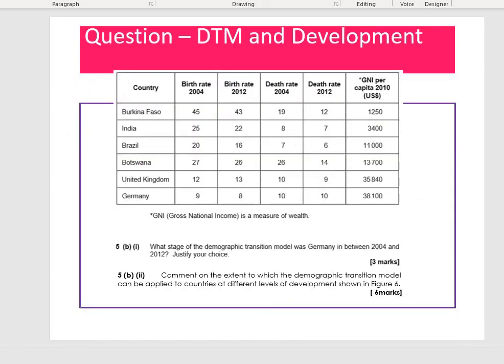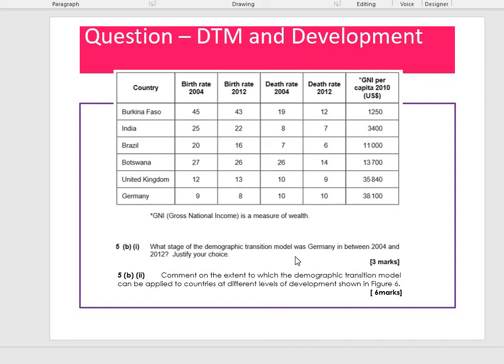So the final thing you need to do for me, and this is set as an assignment, you can think of it as homework if you like, is to have a go at this exam question. So you've got a table here showing you those figures for GNI per capita. You've got birth rate, death rate, etc. in 2004, 2012, and there are two questions for you to answer. To say what stage of the demographic transition model Germany was in, and to justify your choice.